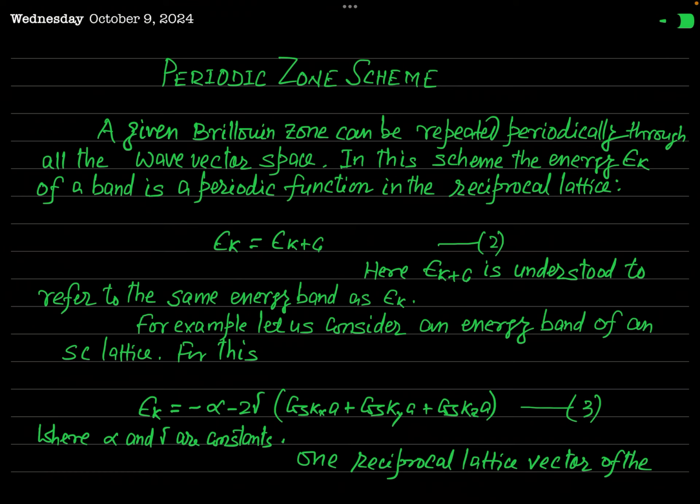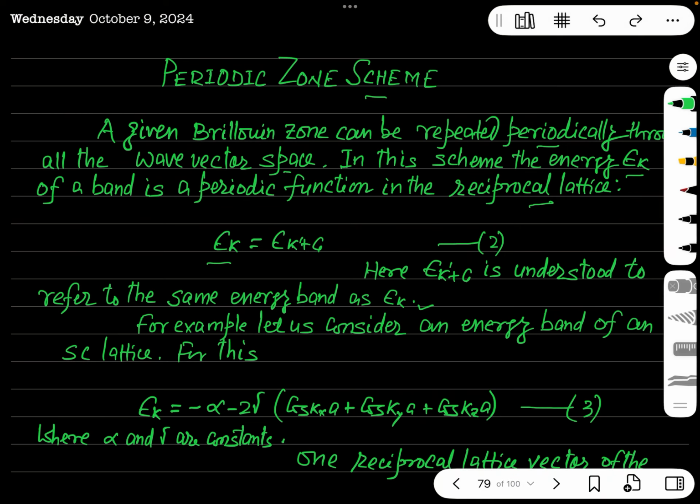Now we will see another scheme for construction of the Fermi surface, and this is called the periodic zone scheme. Actually, in the periodic zone scheme, a given Brillouin zone can be repeated periodically through all the wave vector space. Okay, and in this scheme, the energy epsilon k of a band is a periodic function in the reciprocal lattice. That means epsilon k will be equal to what? This will be equal to epsilon k plus g. Okay.